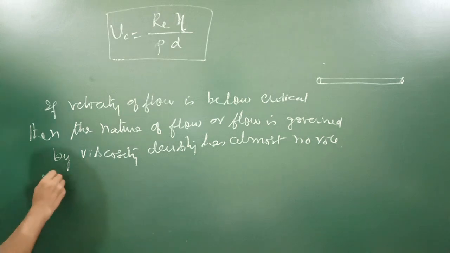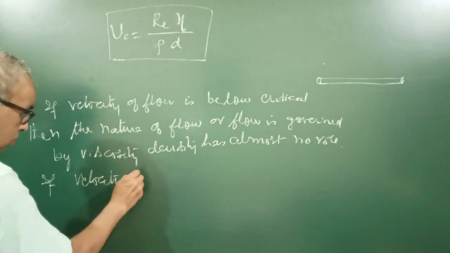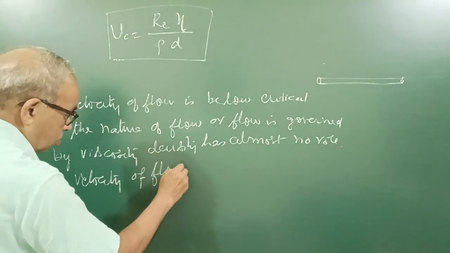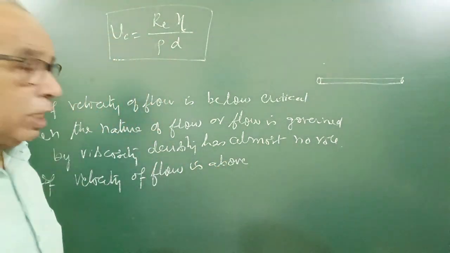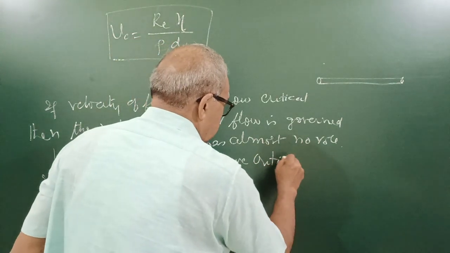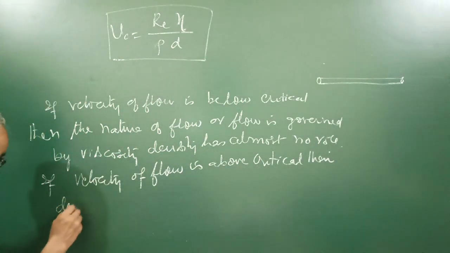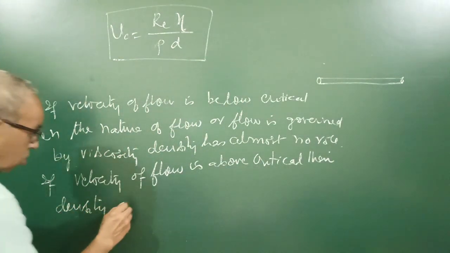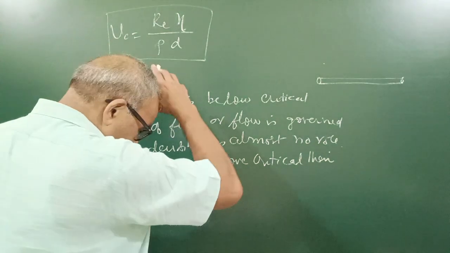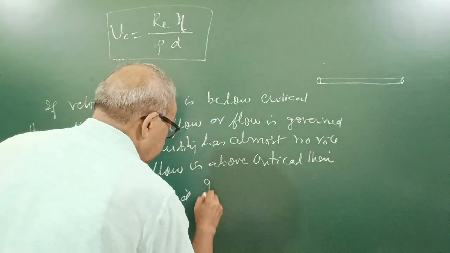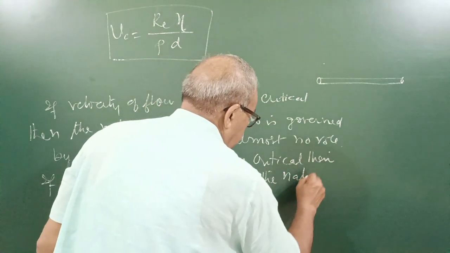And if velocity of flow is above critical, then density of liquid governs the nature of flow.